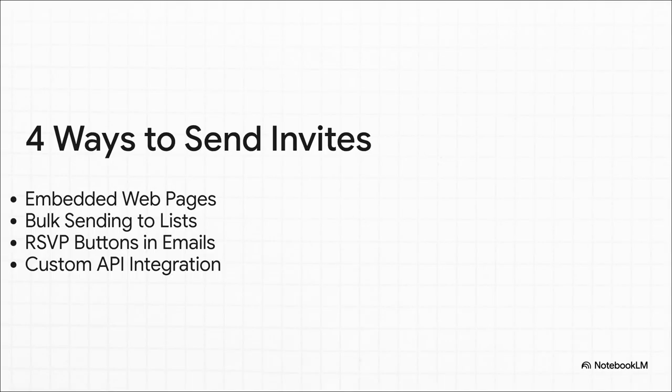The system basically gives you 4 main ways to send out these invites, each one for a different kind of need. You can have an embedded web page to replace those old add to calendar buttons. You can do bulk sending to your email lists. You can have RSVP buttons for your email templates. And you can even have a full API integration for your own custom apps.